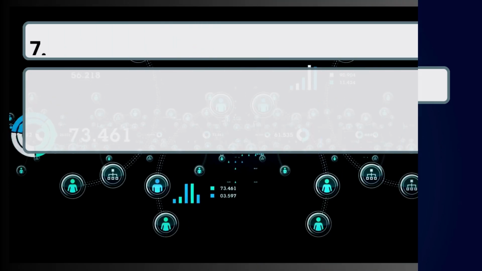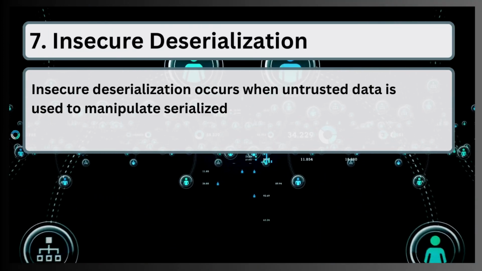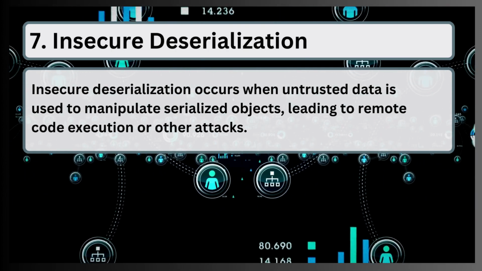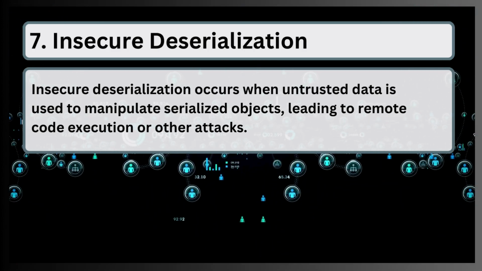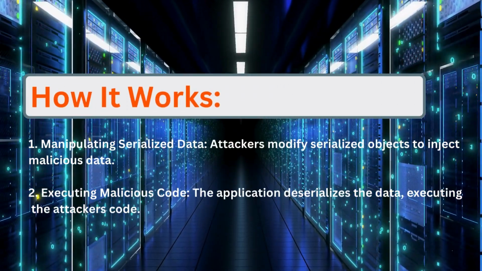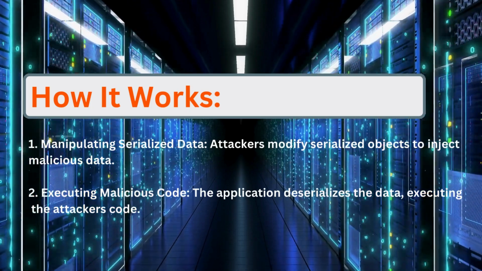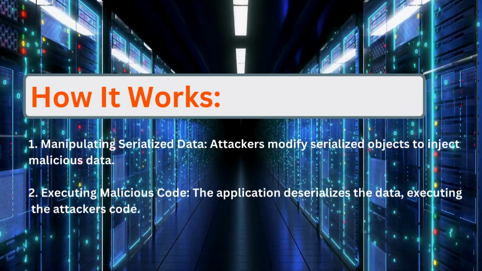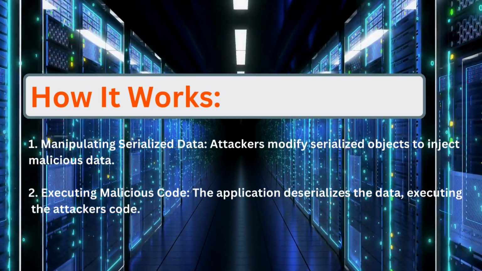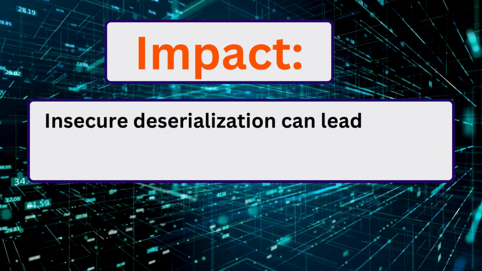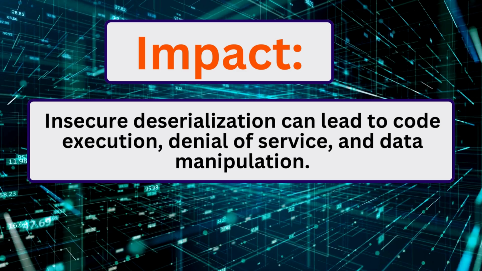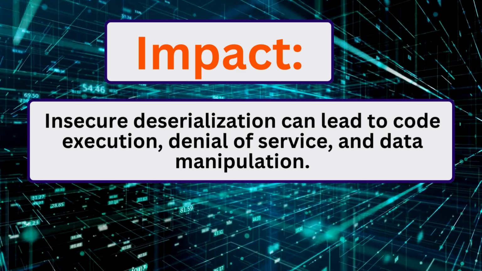Seventh, insecure deserialization. Insecure deserialization occurs when untrusted data is used to manipulate serialized objects, leading to remote code execution or other attacks. How it works. Manipulating serialized data. Attackers modify serialized objects to inject malicious data. Second, executing malicious code. The application deserializes the data, executing the attacker's code. Impact. Insecure deserialization can lead to code execution, denial of service, and data manipulation.